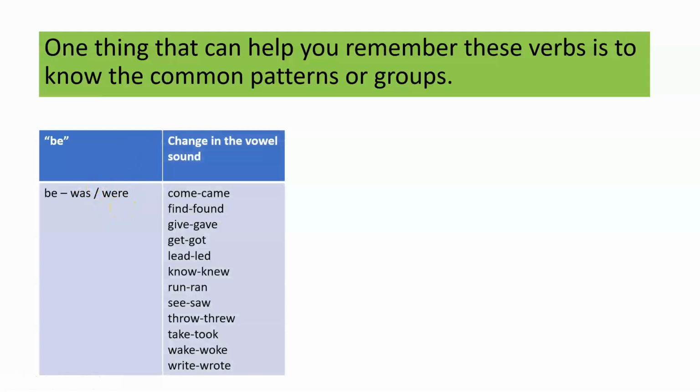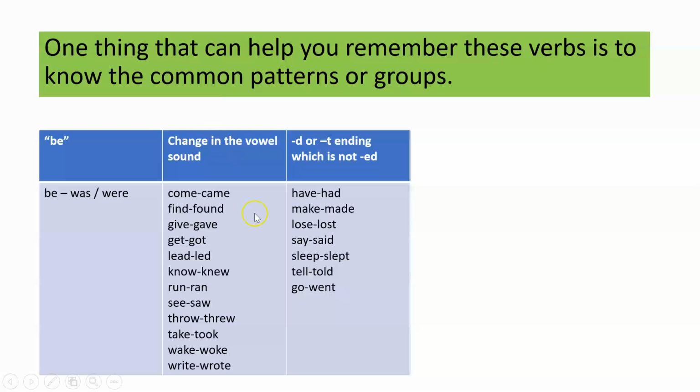The next group of verbs is verbs that make a change in the vowel sound to form the past tense. So when I go from come to came, I change from the O to the A. That's just a change in the vowel sound. Or when I go from find to found, again, I'm just changing the vowel sound in the middle of the word. The same thing for give, gave, get, got, lead, led, etc. So that's quite interesting to me.